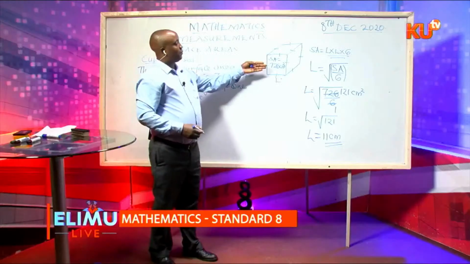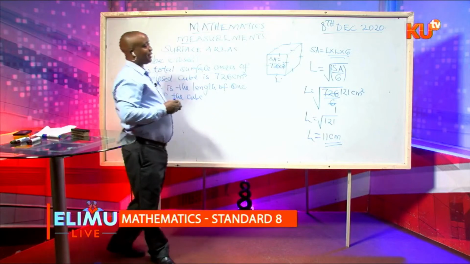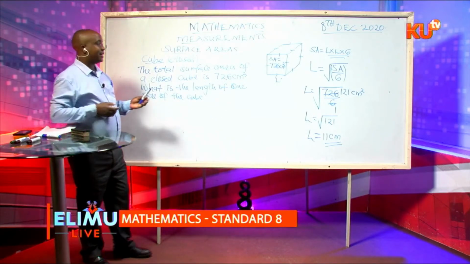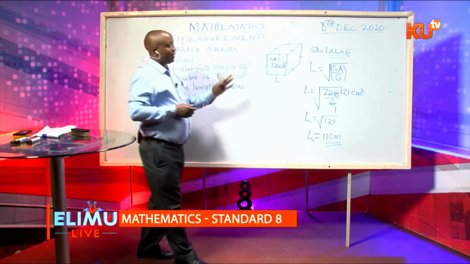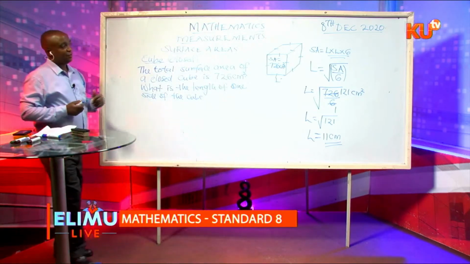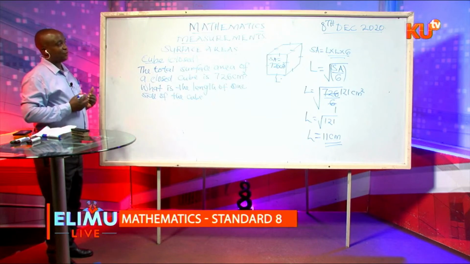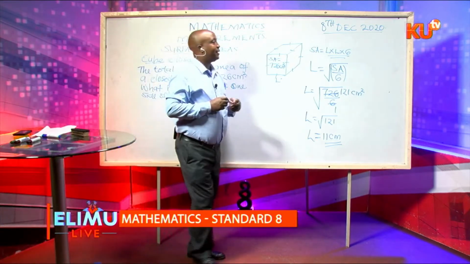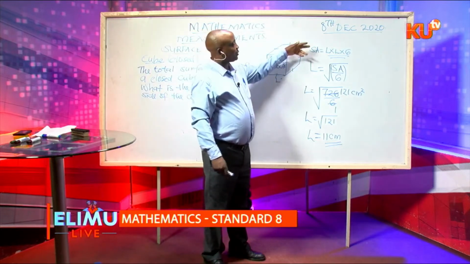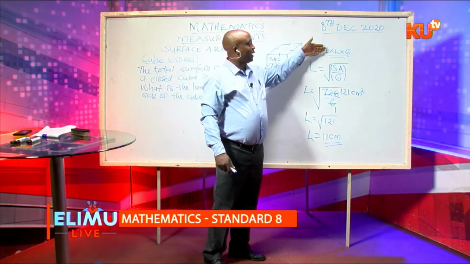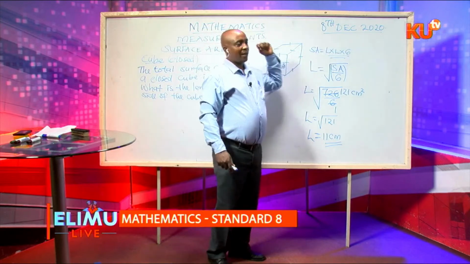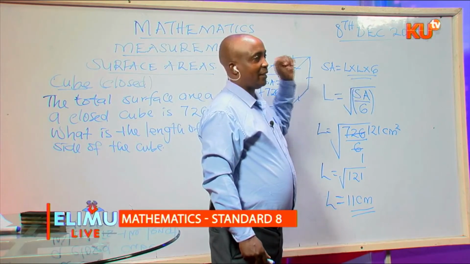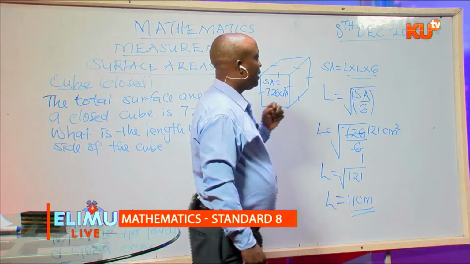So the length of a cube whose surface area is 726 is 11 centimeters. So I want us to look at it again, how to find the length of a closed cube given the surface area. We start with the surface area, which is length squared times 6. And we have said to find the length, you take the surface area given, divide by 6.